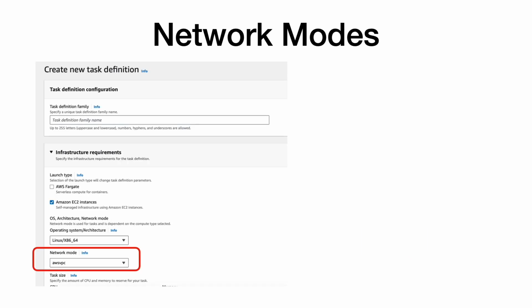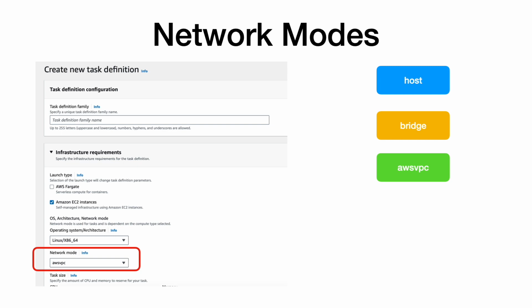ECS supports 5 possible options to set as the network mode. This includes host, bridge, AWS VPC, default, and none. Let's look into each of these options in detail.